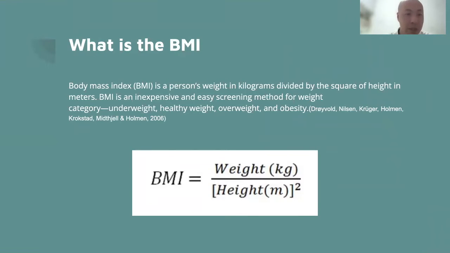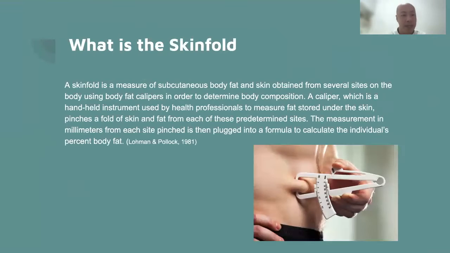Next. Body mass index is a person's weight in kilograms divided by the square of the height in meters. BMI is an inexpensive and easy screening method for weight category. Next. A skin fold is a measure of subcutaneous body fat and skin obtained from several sites on the body using body fat calipers in order to determine body composition.